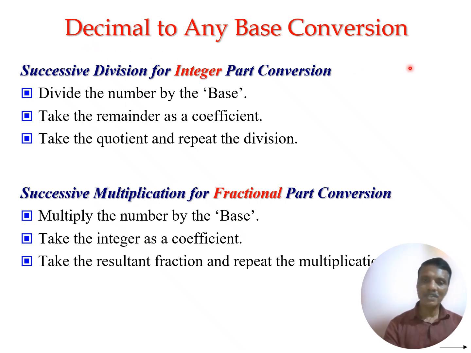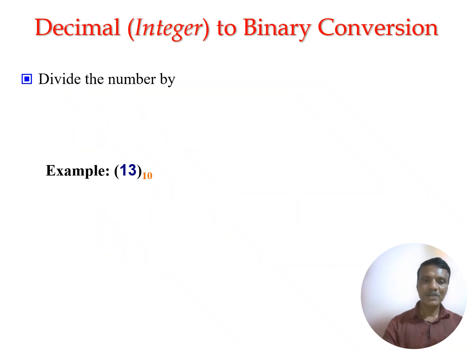So these are the steps we need to follow for decimal to any base conversion. Decimal to binary, or decimal to octal, or decimal to hexadecimal, any base from decimal, we have to follow these steps. If only an integer is there, we do successive division, or if there is a fractional part also, we do successive division for the integer part and successive multiplication for the fractional part. Okay, let's see one example.